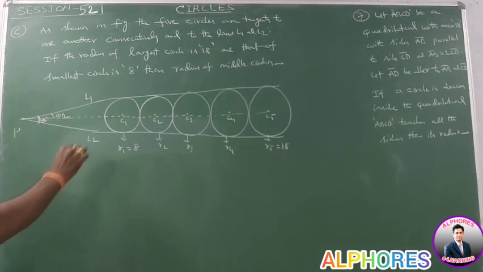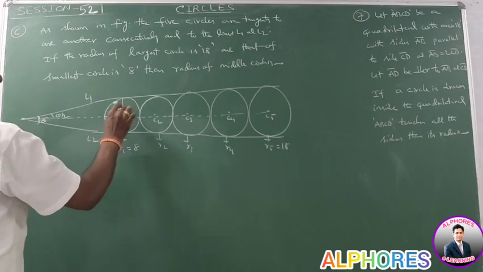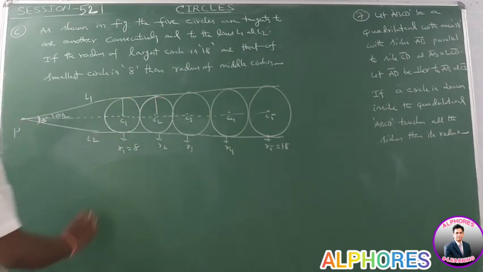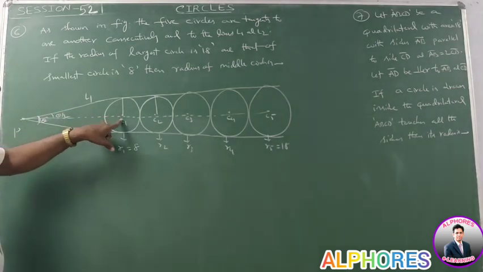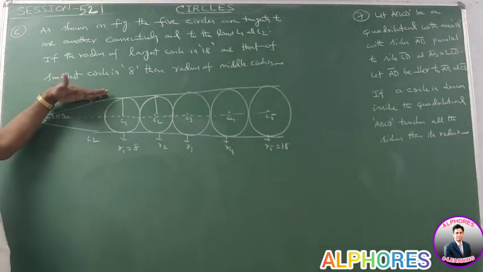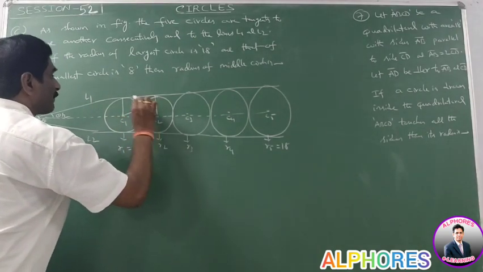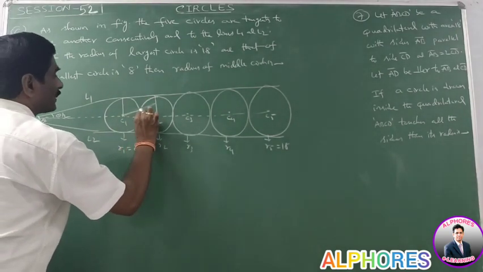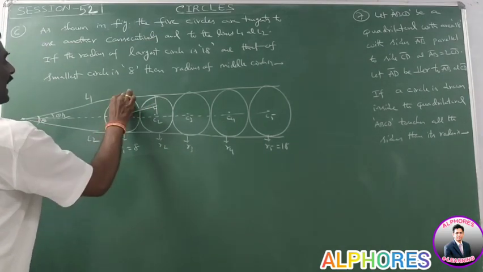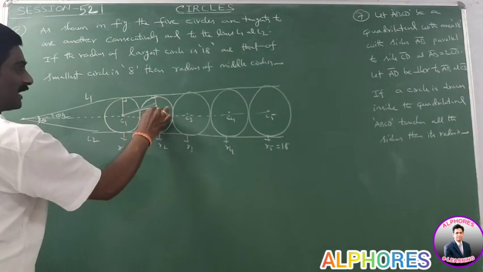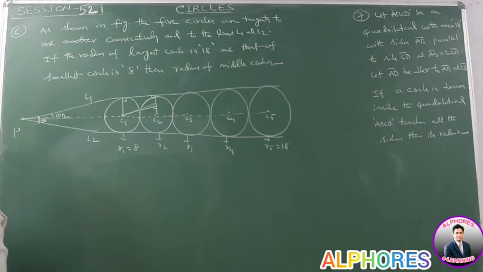Okay, please observe this point. It is the tangent. Draw a line from C1 parallel to this tangent. This angle is 90 degrees, this angle is 90, so this is automatically 90. Okay, it forms a rectangle.